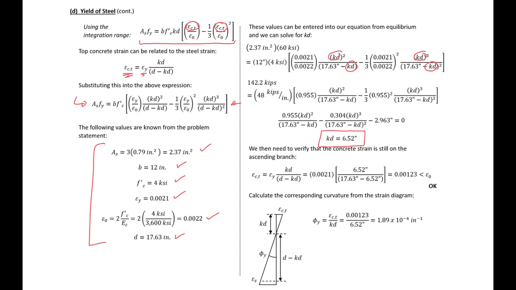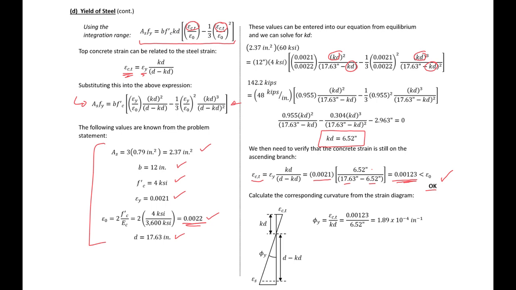We need to next verify that our initial assumption that the concrete strain is still on the ascending branch was correct. And we can do that by finding the strain at the top of our section. So the strain at the top of the section is equal to our yield strain times kd divided by d minus kd to give us a value here of 0.00123. We see that this 0.00123 is less than our strain at ultimate, 0.0022, so we know we're okay here.